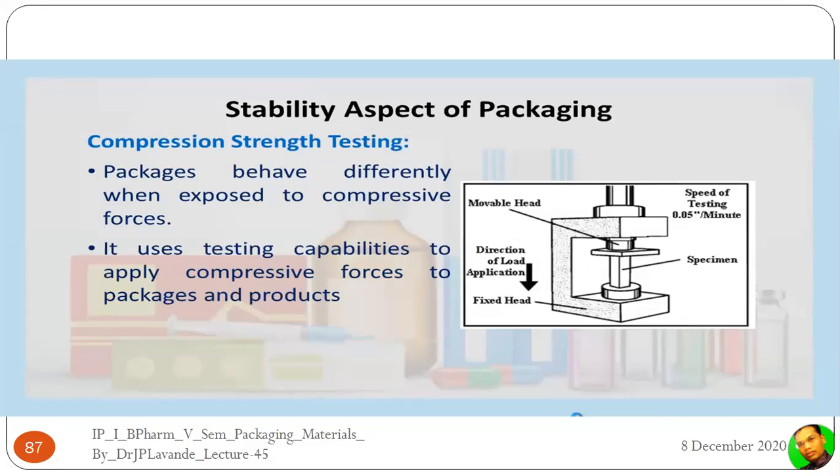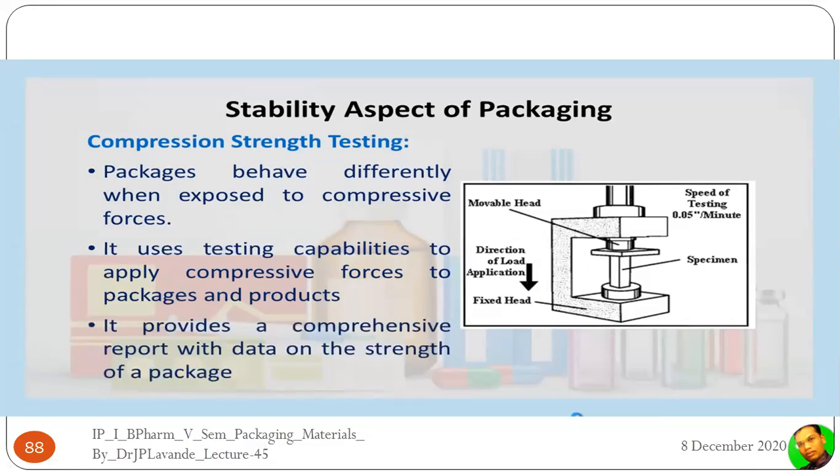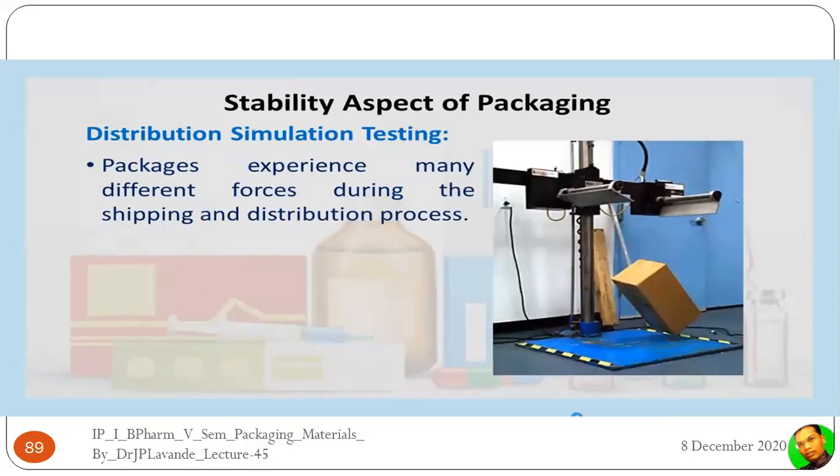So the compressive strength is going to be tested on the product as well as on the package, more specifically on the package. It provides a compressive report with data on the strength of the package, that is, how much strength is going to be tolerated, or how much strength the package possesses. Then there is distribution simulation testing, in which the packaging is dropped from a certain height in order to ensure its integrity, or how it will protect the product.